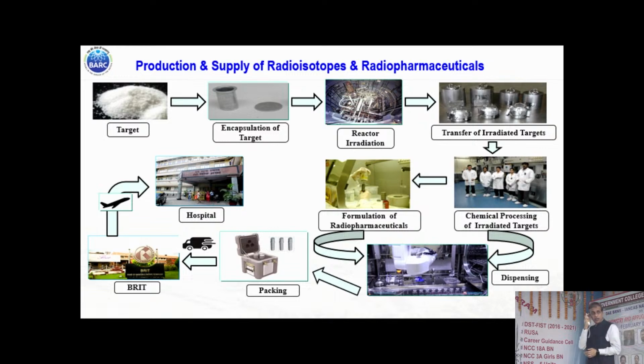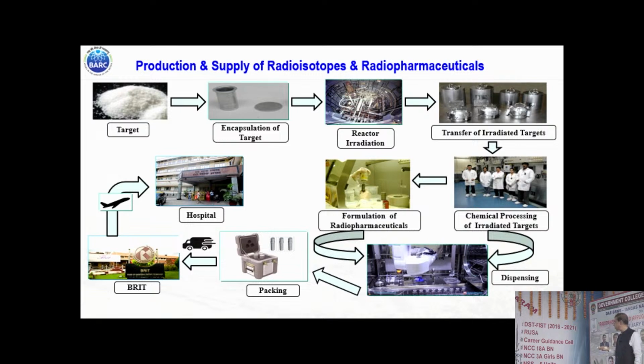Now, how we make the radiopharmaceutical? This is the whole process. So, we take the target, this maybe tomorrow I will be explaining in a better way, that is a stable salt or maybe metal, and we put it in the aluminum can, seal it, send it for reactor irradiation. Once it is irradiated, it becomes radioactive. So, these are lead shielded casks. We put the irradiated target in the lead shielded casks and send from reactor to the radiochemical processing laboratories.